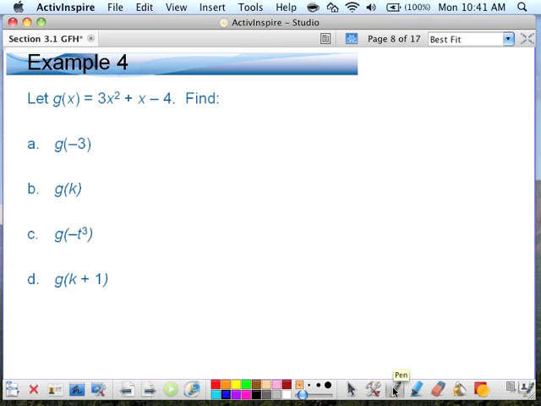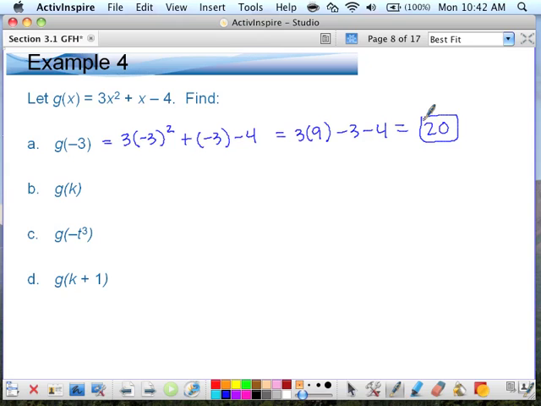So next, we're going to say g of negative 3 is what I get when I replace x with negative 3. So I'll keep the 3, I'll take the x, and I'll put parentheses negative 3 there, and keep everything else the same. Then you clean that up. We get 3 times 9 is 27, minus 3 minus 4, for a total of 20. So we say that g of negative 3 is 20.